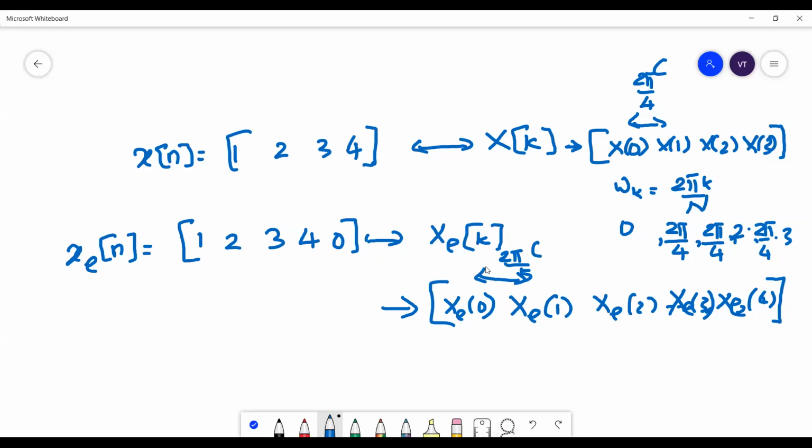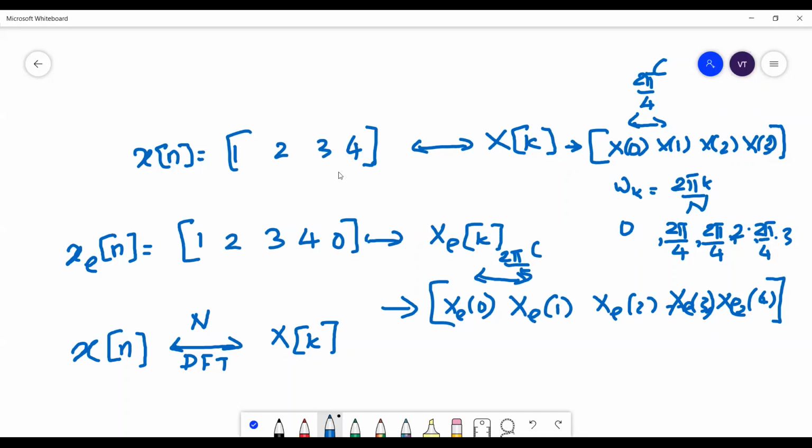Earlier it was 2 pi by 4 radian, now it is 2 pi by 5 radian. So in general, I also need to specify the length of the sequence. If I write N-point DFT of x of n, it means the N-point DFT of x of n is equal to X of k. So this is the 4-point DFT of x of n.